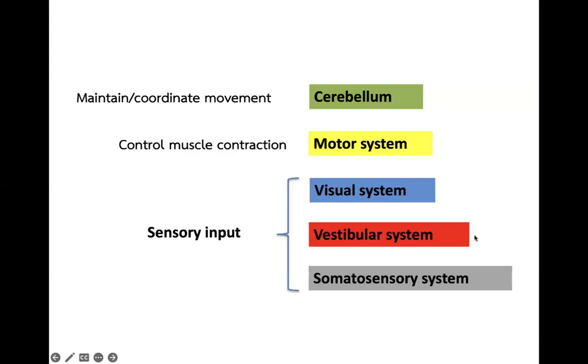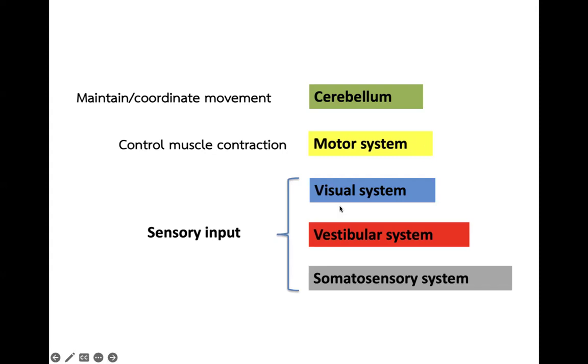Okay, so this is a summary of what we discussed. And this case can also emphasize how all of these systems are important to maintain your balance, right? To maintain the posture, to maintain balance, right? Cerebellum maintains coordination of the movement. Motor system, of course, it controls muscle contractions, right? So you have both upper motor neurons, lower motor neurons, and then the muscle itself, right?